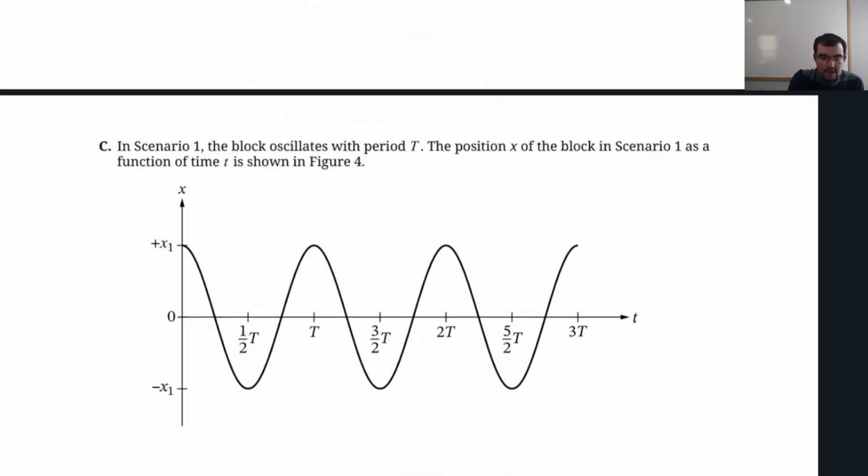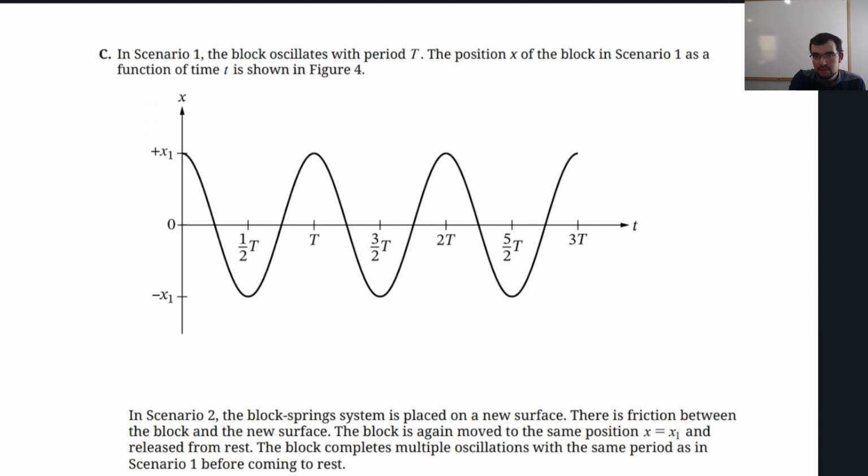All right, now we're given the graphing part of the question. In scenario 1, the block oscillates with period T. We're given its position versus time, which makes sense: we release it from rest, so it makes a cosine curve.